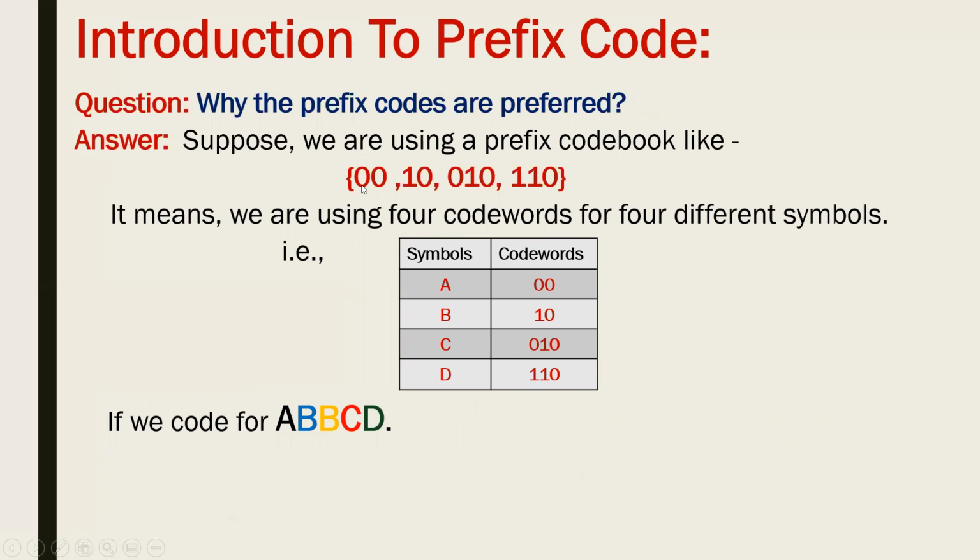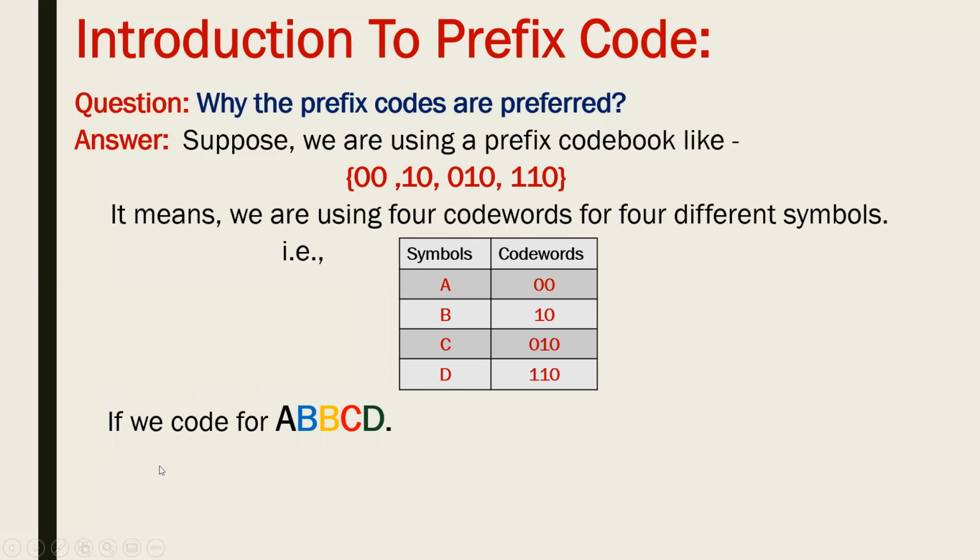Now we have taken a code book which supports prefix codes, that generates the prefix codes 00, 10, 010 and 110. Here no code word is a prefix of any other code word. These are the four code words. Since there are four code words, we can code four different symbols. Suppose these symbols are A, B, C, D. We allot 00 for A, 10 for B, 010 for C, and 110 for D.